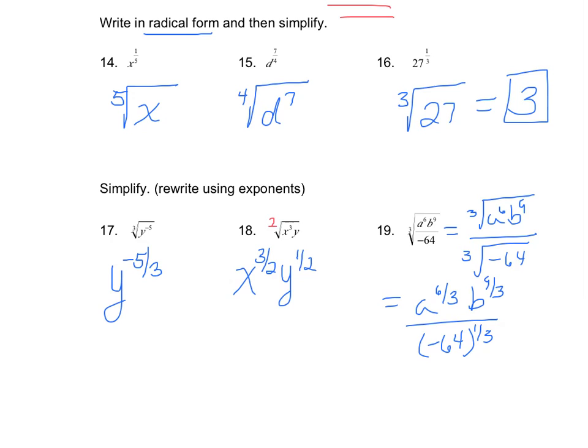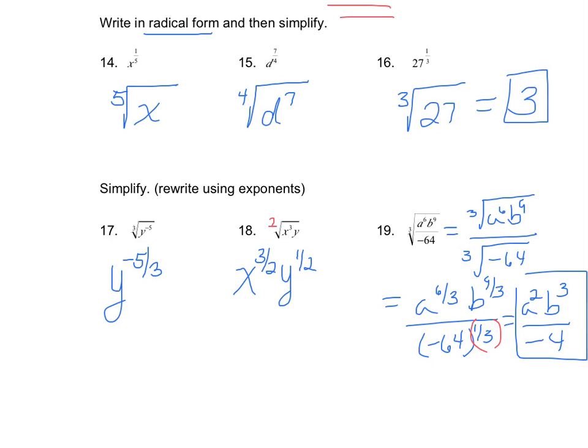Okay, let's simplify what I can. A to the 6/3 is a to the 2nd power, or a squared. B to the 9/3 is b to the 3rd power, or b cubed, over -64 to the 1/3 power. I could actually put that in my calculator with my parentheses, make sure I enclose this fraction in a set of parentheses, and I would end up with a -4. So here is my final answer.